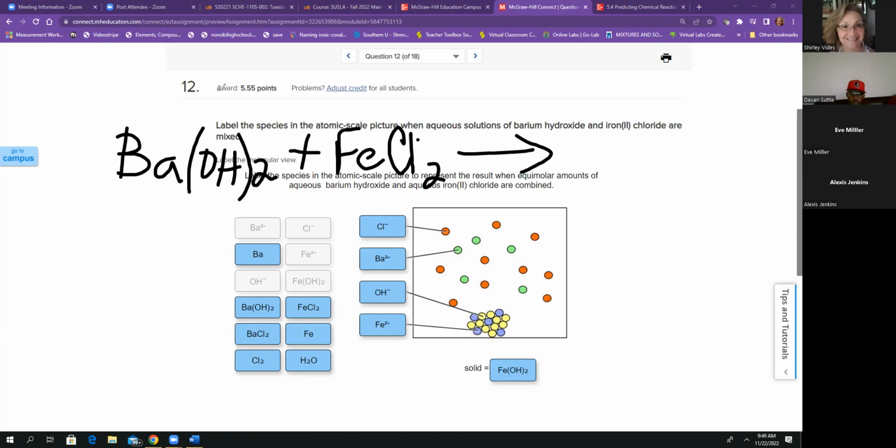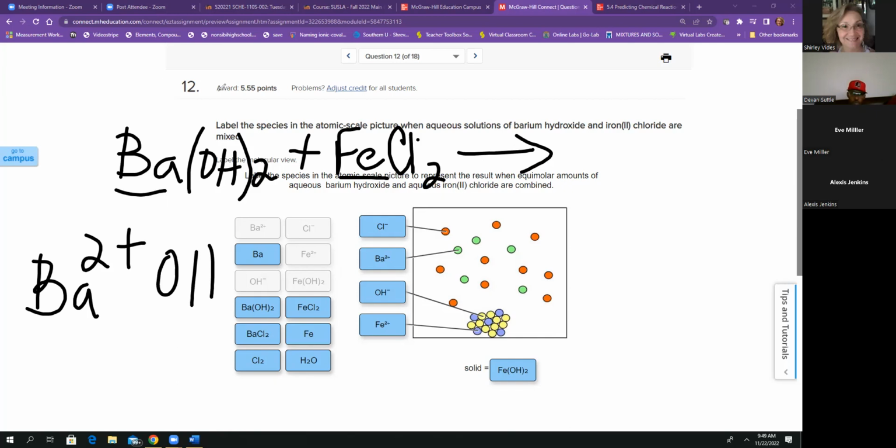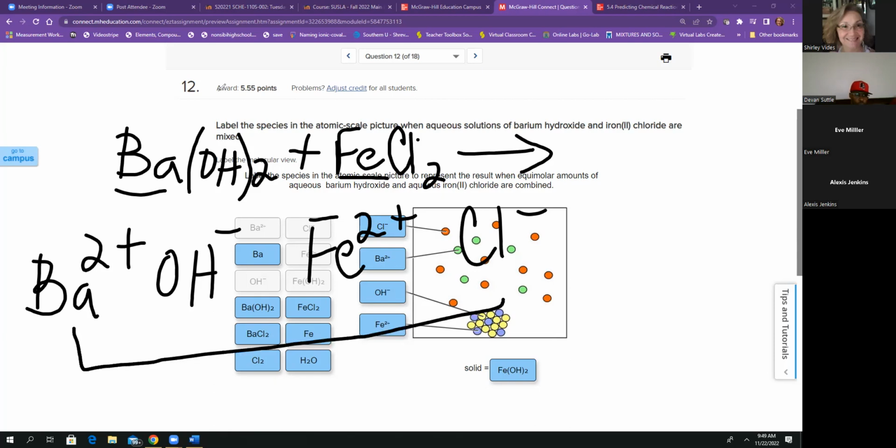So see, this is one of those reactions where I told you that these two are going to switch places. So if you decompose them into their ions, right? That's what it's going to be. So then this guy is going to join this guy, and this guy is going to join that guy, right? And we need to know which one of these is going to be insoluble. Remember, we said that hydroxides are insoluble. So then that guy right there is the iron hydroxide.